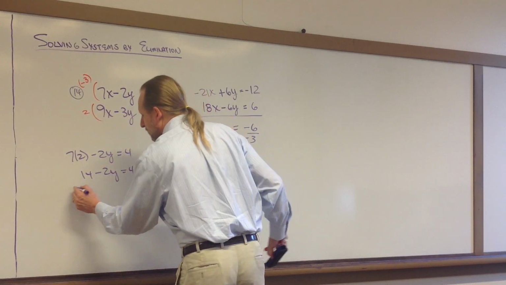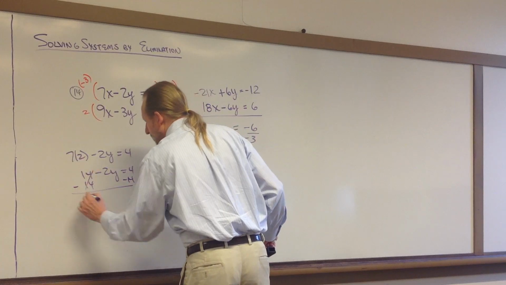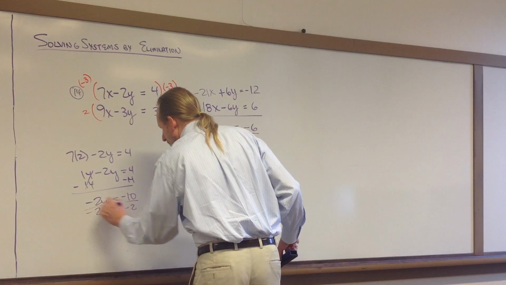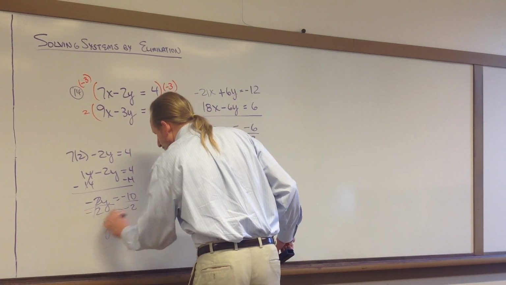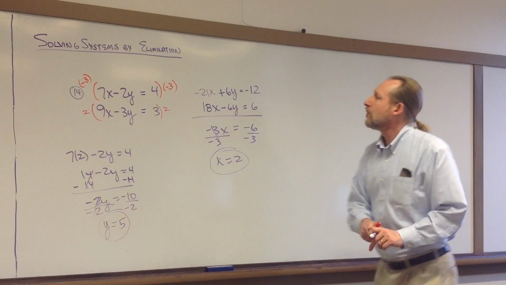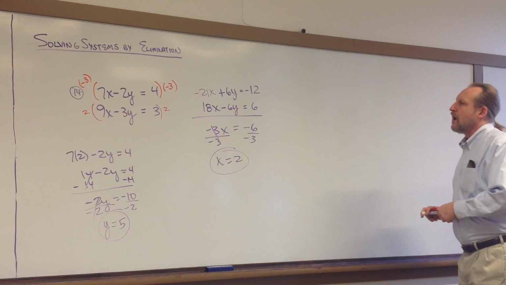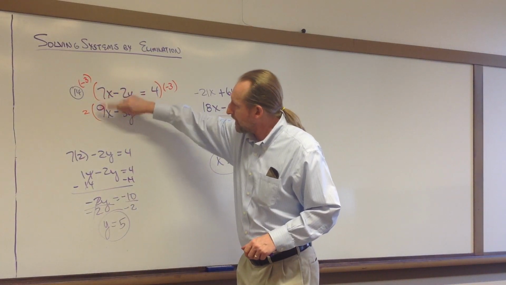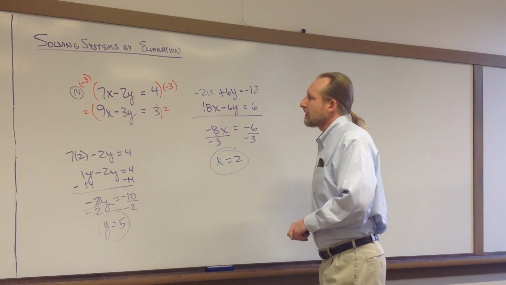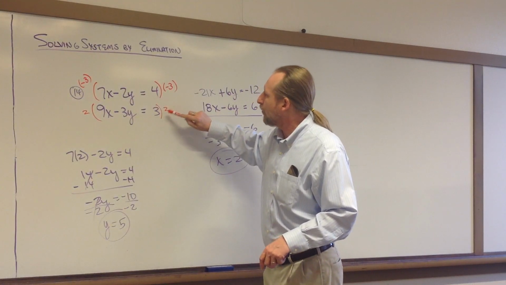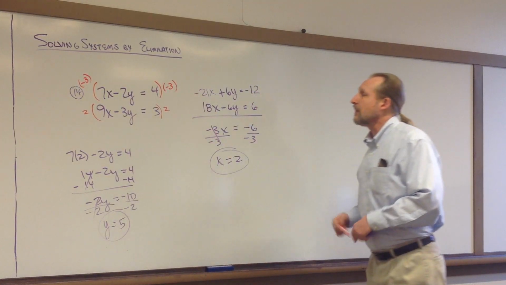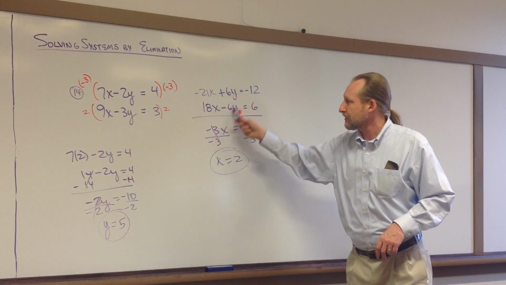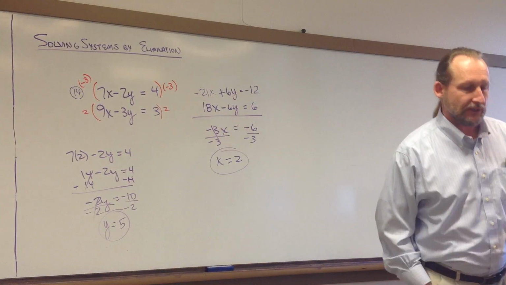So let's see here, I'll subtract 14 on both sides. -2y is -10, and so y equals 5. So x equals 2, y equals 5. So that's the thing. If the signs are the same on both the x's and the y's, then typically you're going to have to multiply by a positive in one equation and a negative in the other. And it doesn't matter which one you do. The key is to get them to have opposite signs with the same coefficient so that they can cancel each other out.